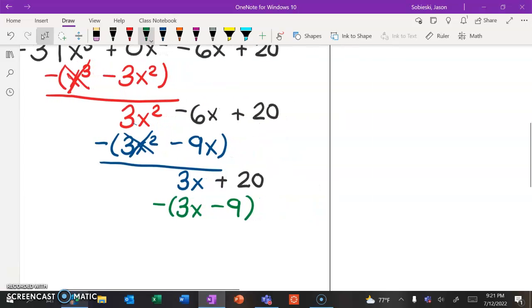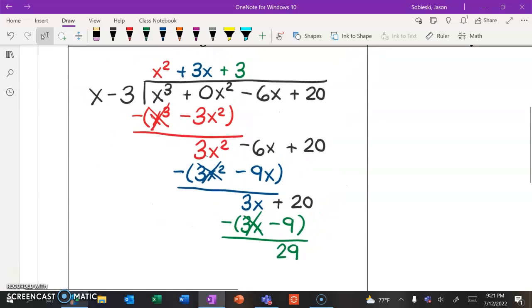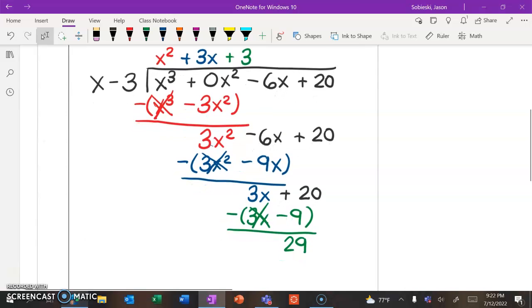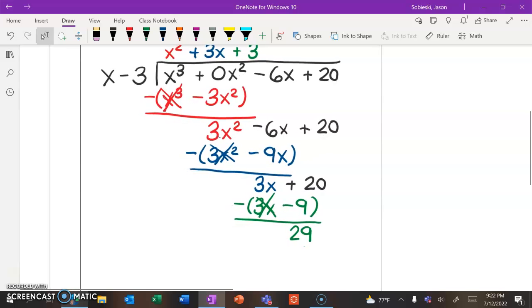We are going to come down and calculate our difference. 3x minus 3x, the x terms go away. And then 20 minus negative 9, or plus 9, will give us 29 as our remainder. Okay, so I'm going to zoom out so you can see, again, it's very step by step. So we've calculated the quotient. Now we just have to write our final answer.